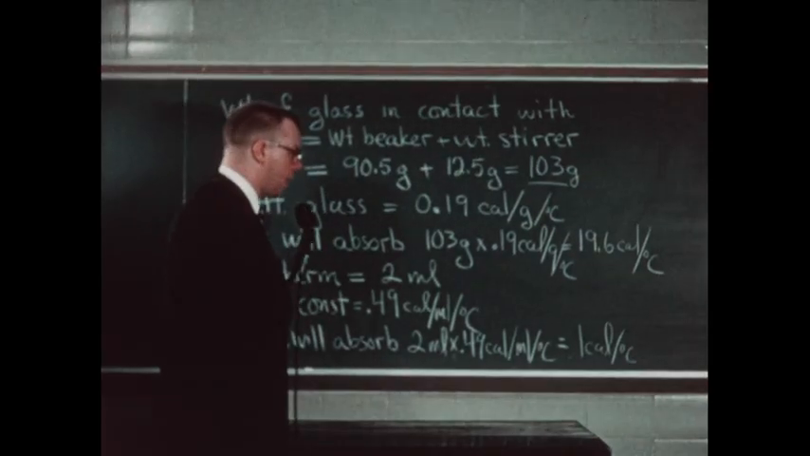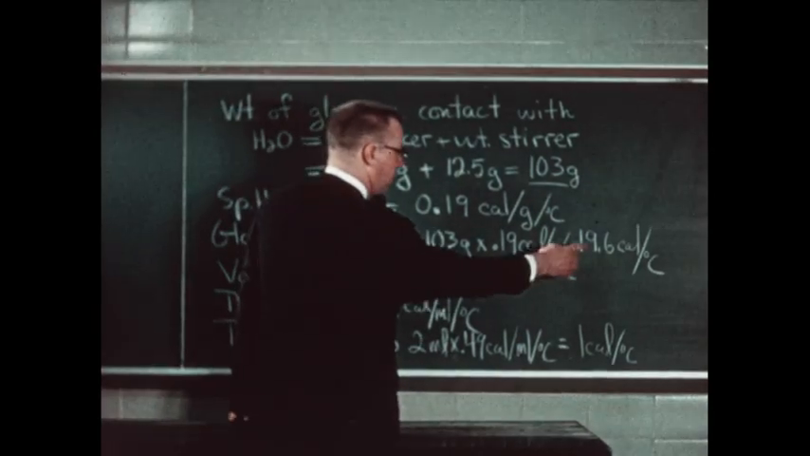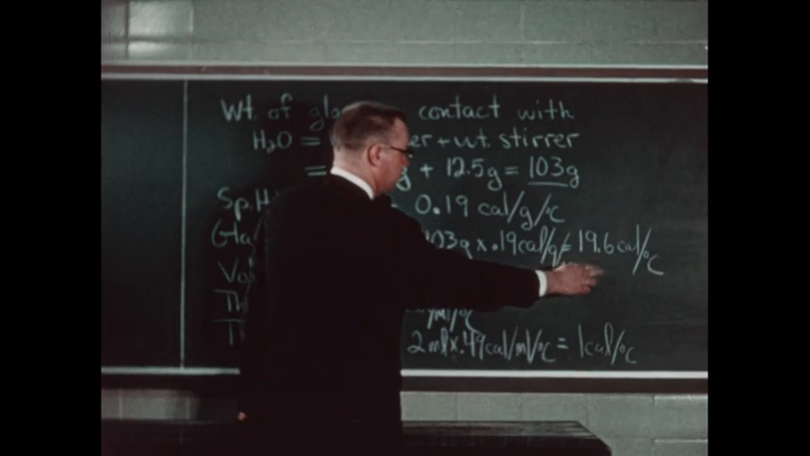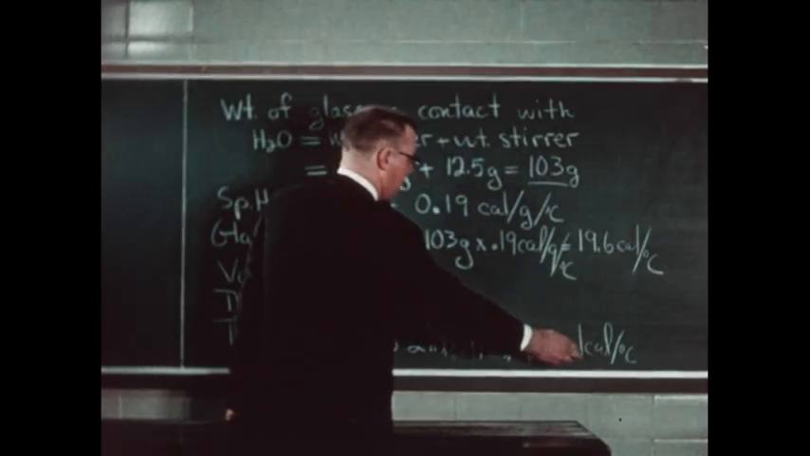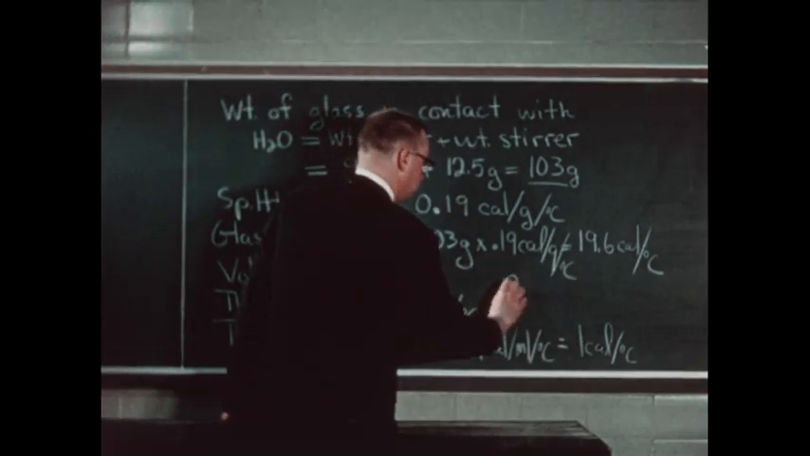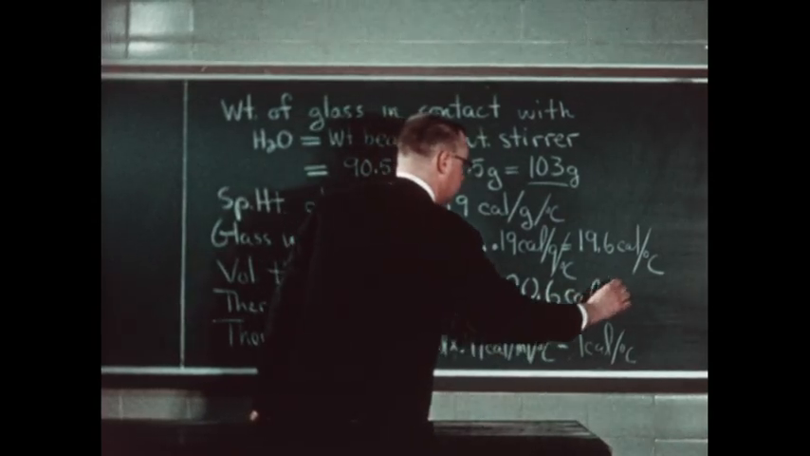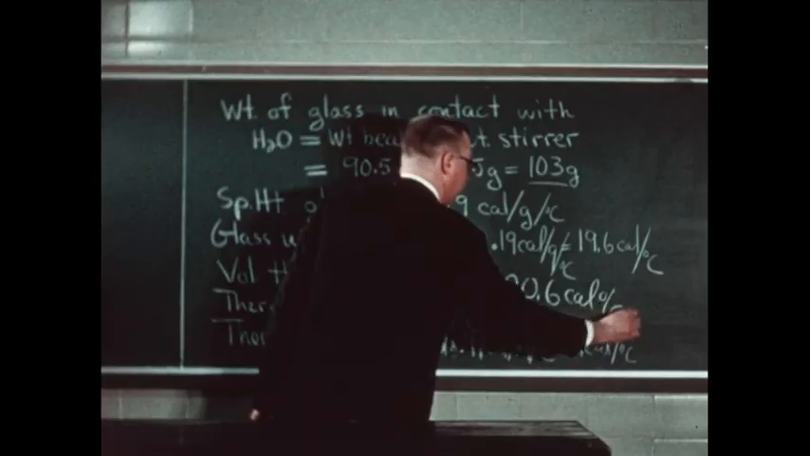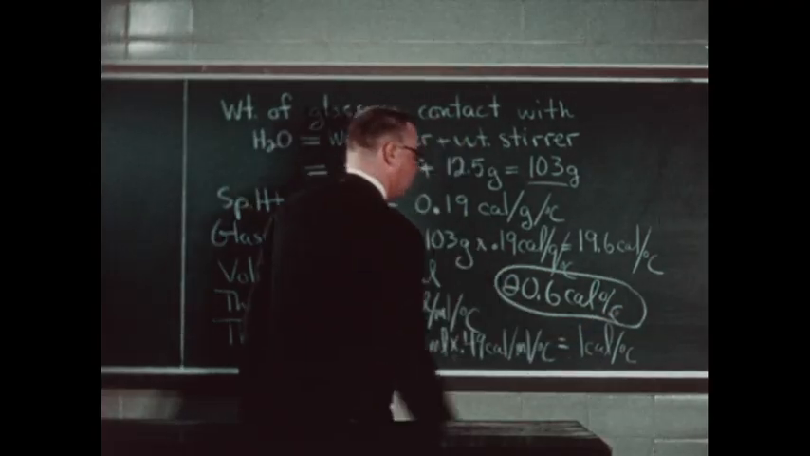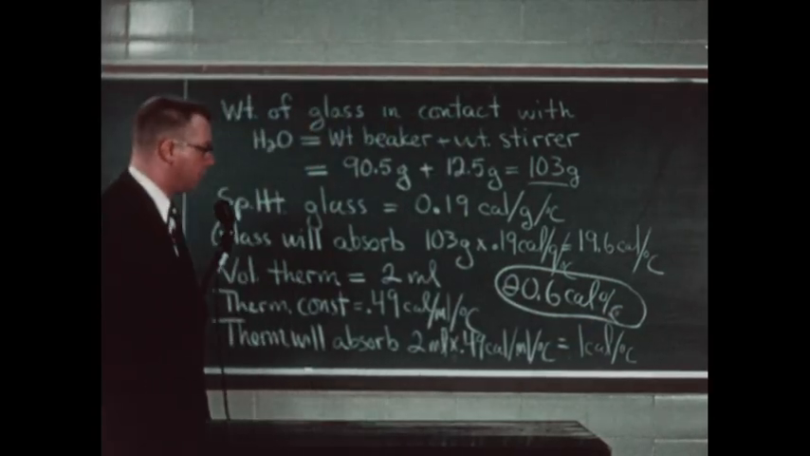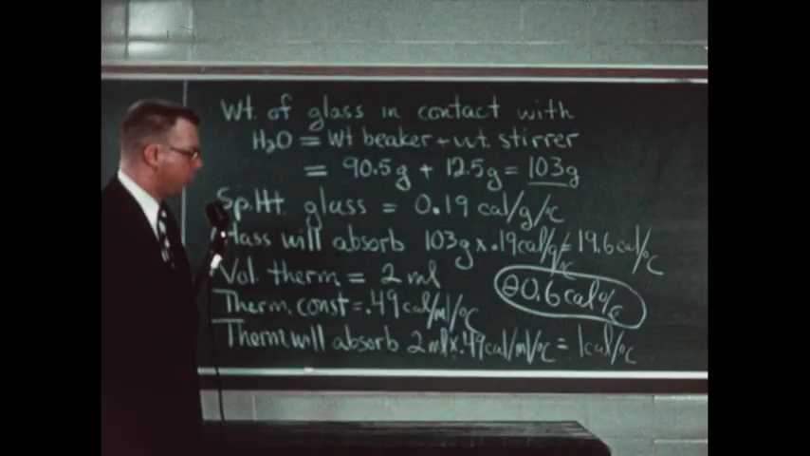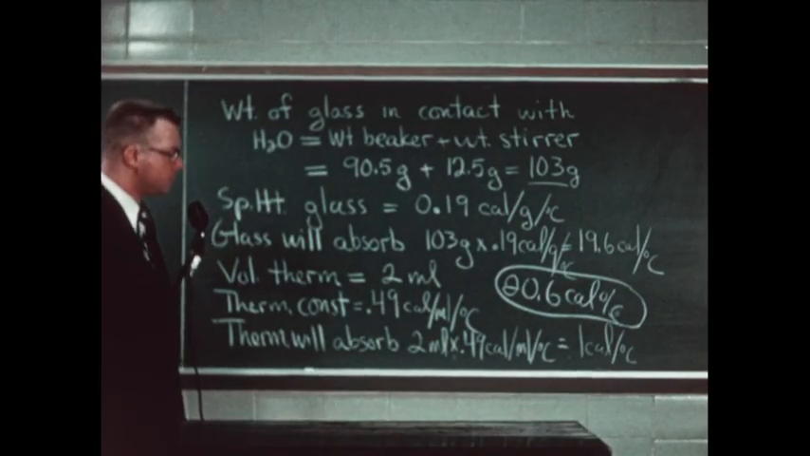The calorimeter constant, then, is equal to the sum of the calories per degree centigrade absorbed by the beaker and by the thermometer, and in this case is equal to about 20.6 calories per degree centigrade. This figure will be used in future calculations as the calorimeter constant.